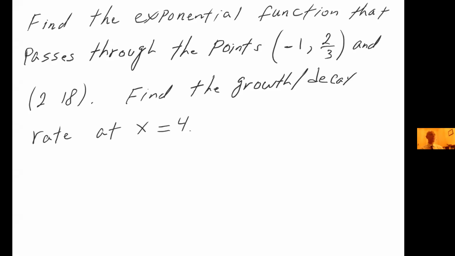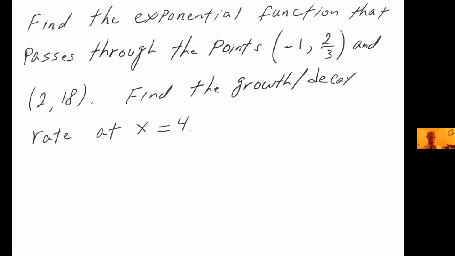Find the exponential function that passes through the points -1, 2/3, and 2, 18. Find the growth or decay rate, and the value at x equals 4. If this exponential function is increasing from left to right, then I will have a growth rate. If it's decreasing, I would have a rate of decay.